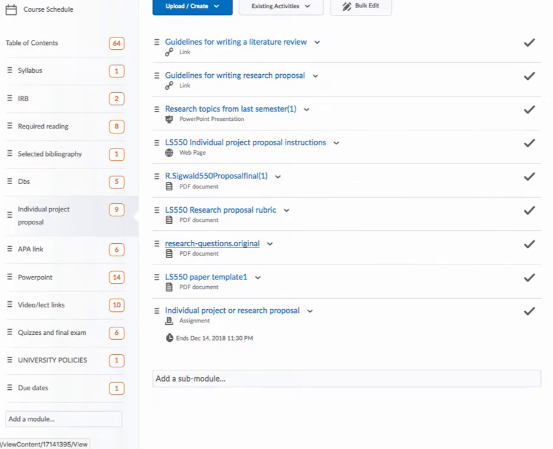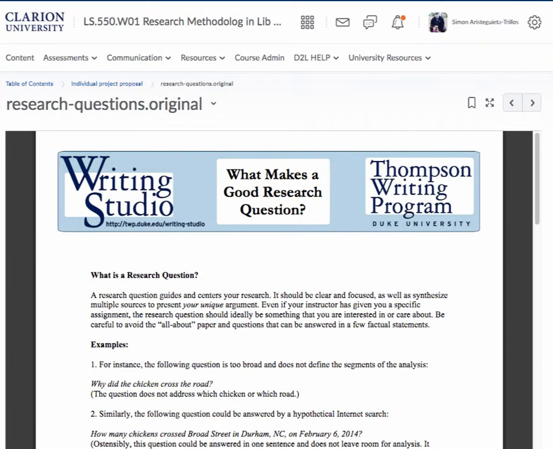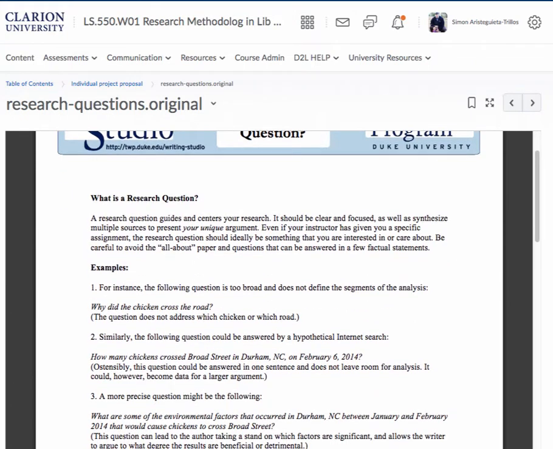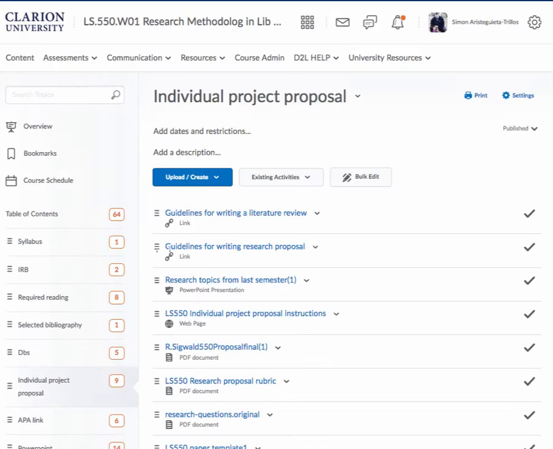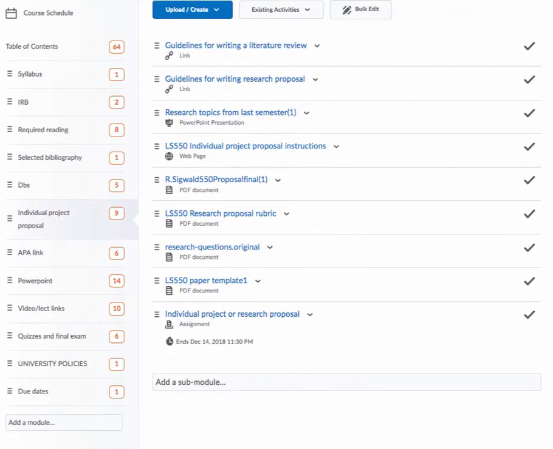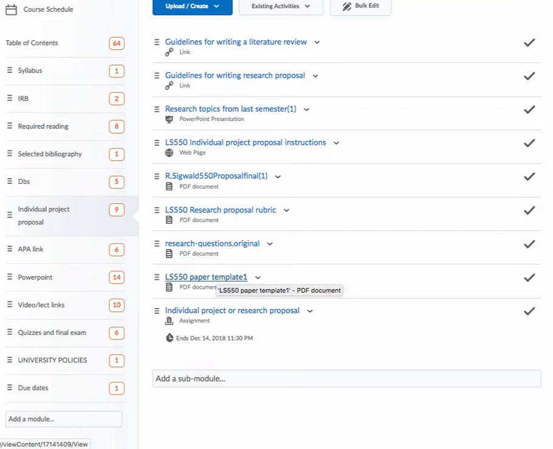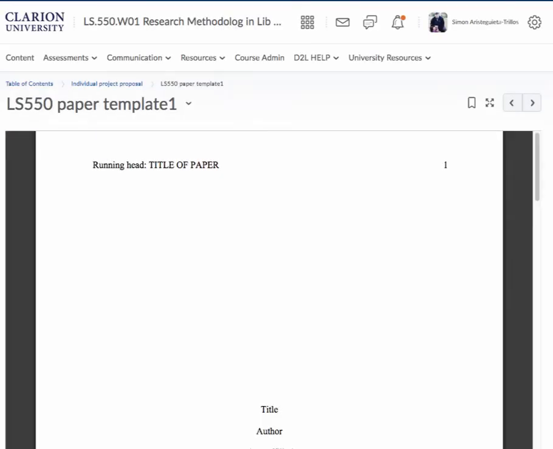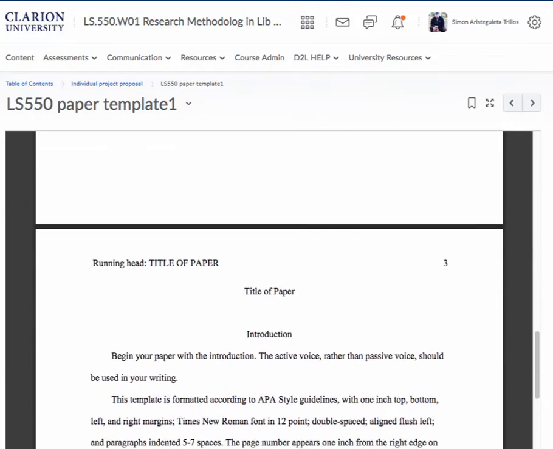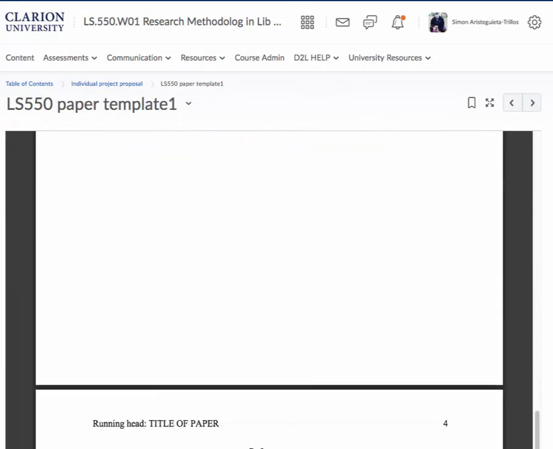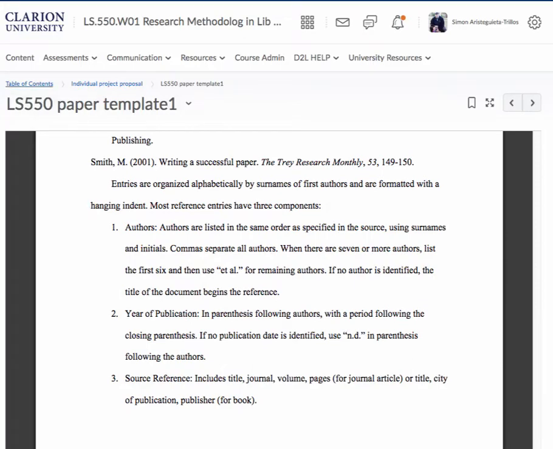Then we have research questions, and this is very important because it tells you what a research question is and how to formulate it. Then we have a template so you can look at it. How does a paper in APA look? You have to have your first page, then your abstract, then your introduction, literature review, methodology, and references.